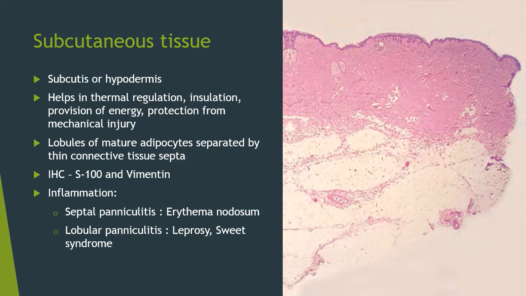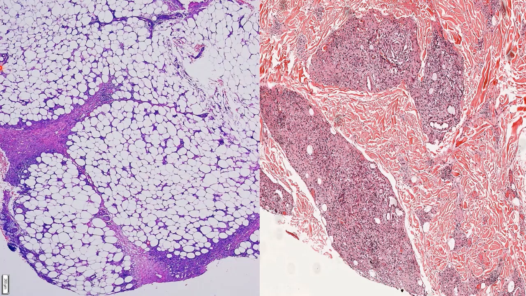If you look carefully, there is inflammation and widening of the interlobular septa in the subcutis or hypodermis, with infiltration of some lymphocytes, plasma cells or mononuclear cells, and relatively the adipocytes in the lobules are less involved by the inflammation. So it is the septal kind of panniculitis. In contrast, in the right-hand side picture, the lobule is infiltrated by mononuclear cells with loss of the fat plane in some spaces. And so this is called lobular panniculitis.